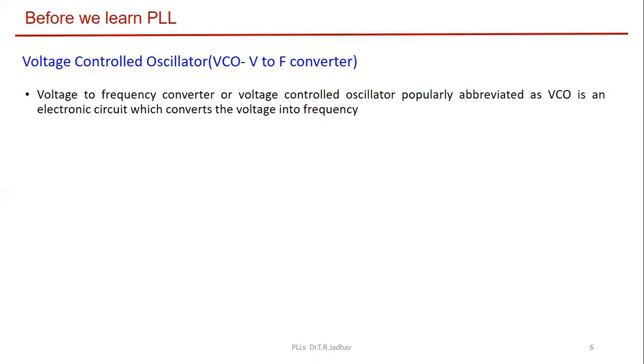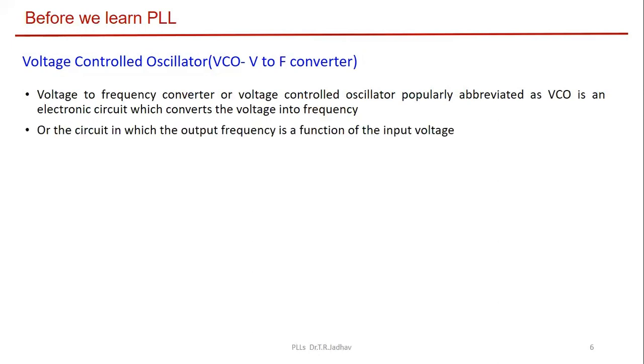So here how you can define VCO. So it is an electronic circuit which converts the voltage into frequency. So this is just to emphasize the concept of voltage to frequency conversion. So we can call it as voltage to frequency converter.